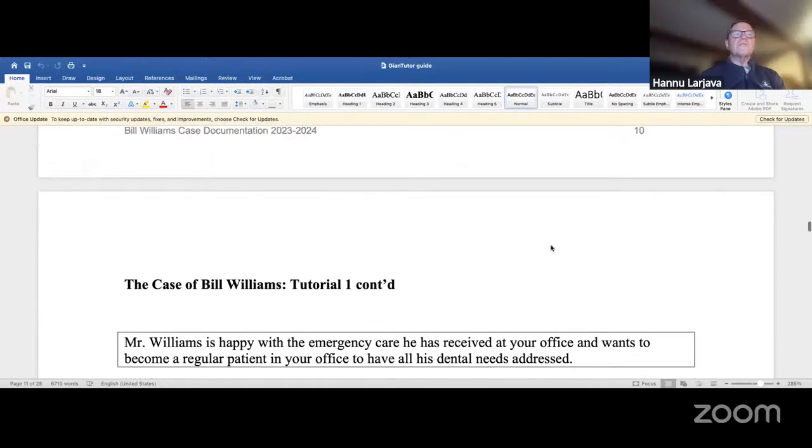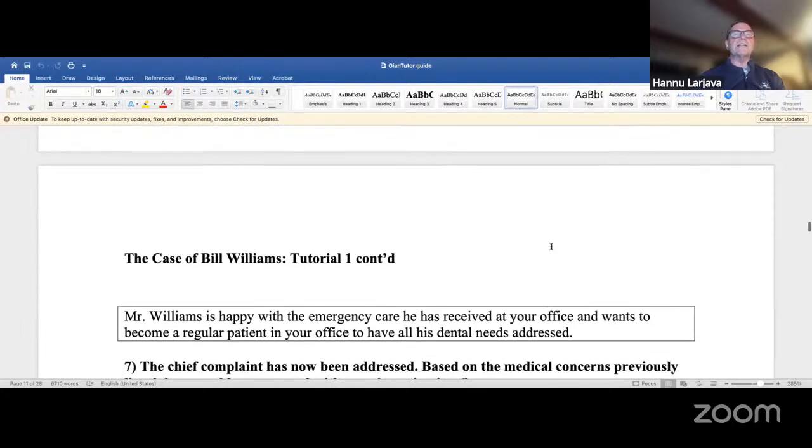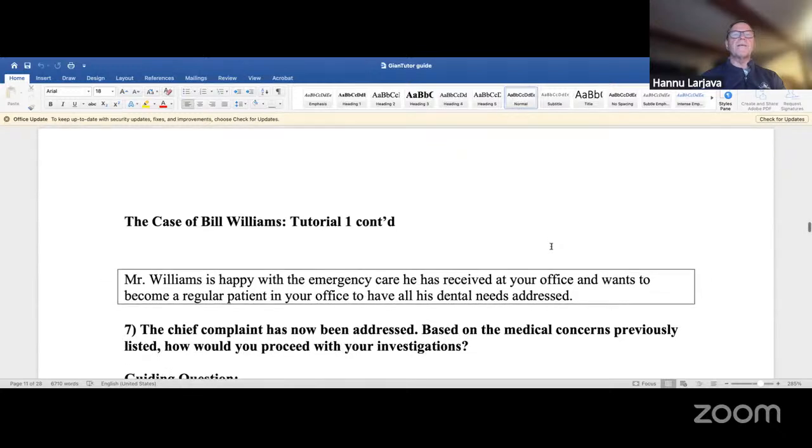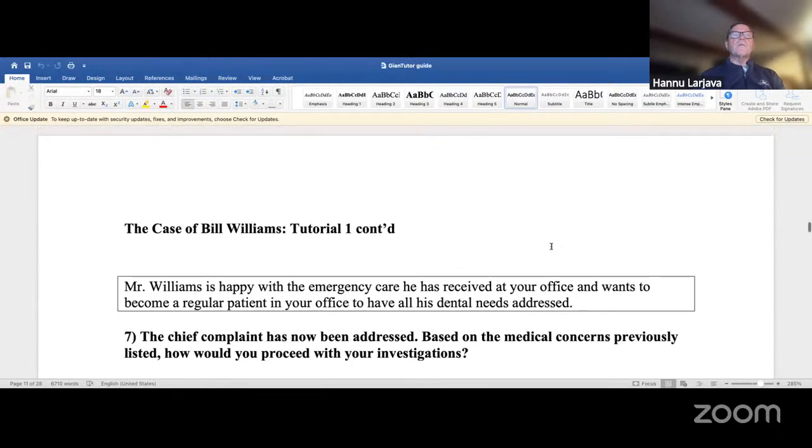So now you have treated Mr. Williams, who is now happy with the care that he has received. He wants to become a regular patient in your office to have all his dental needs addressed. So the chief complaint has now been addressed. Based on the medical concerns previously listed, how would you proceed with your investigations, and do they affect your treatment?